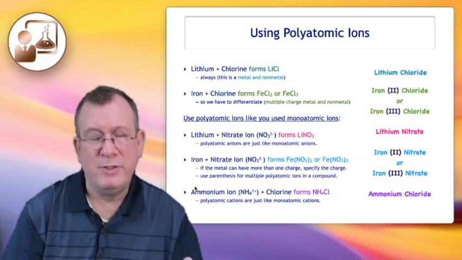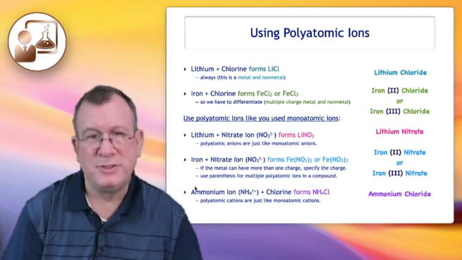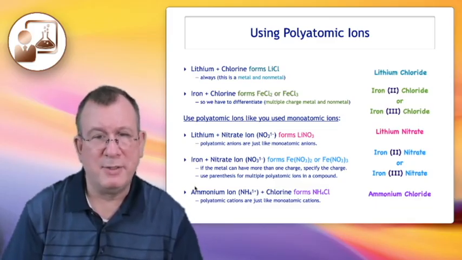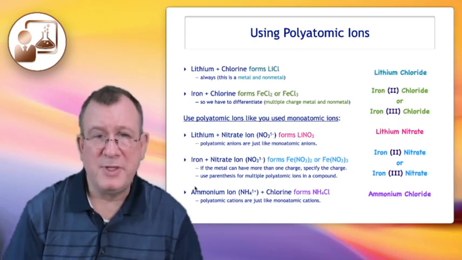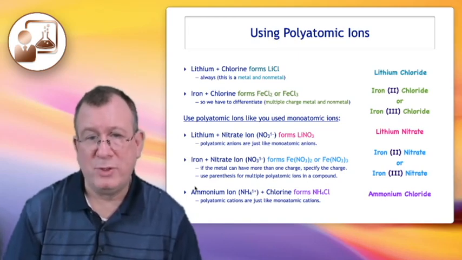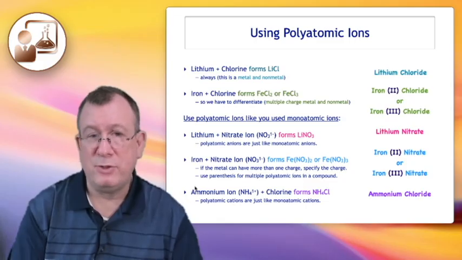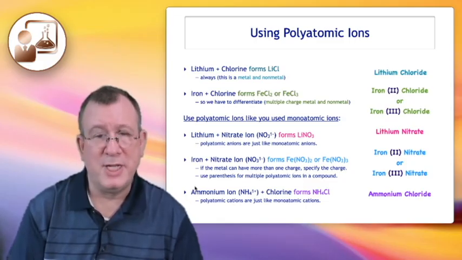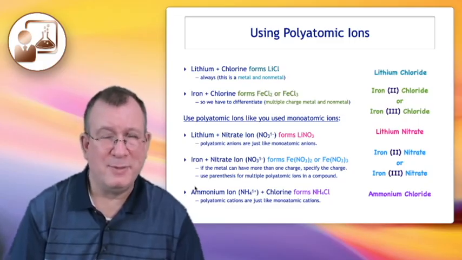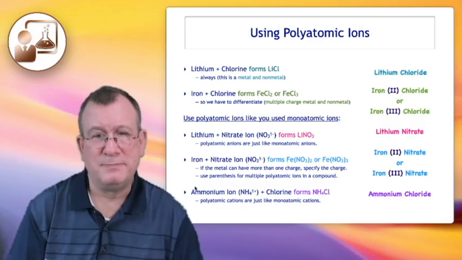Now, for example, when you named lithium chloride, you just took the lithium ion and the chloride ion, slapped them together, and you got lithium chloride. You can do the same thing with the polyatomic ions. Instead of chloride, just use, for example, the nitrate ion. So take the nitrate ion, the lithium ion, slap them together, lose the word ion, and you have lithium nitrate. And in this way, you name the pseudo-binary compound of lithium ion and nitrate ion.